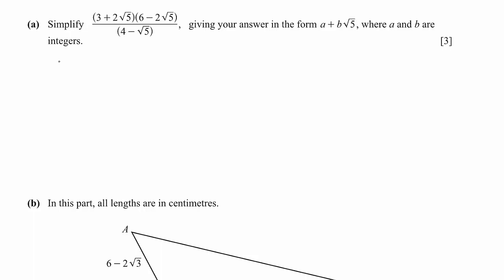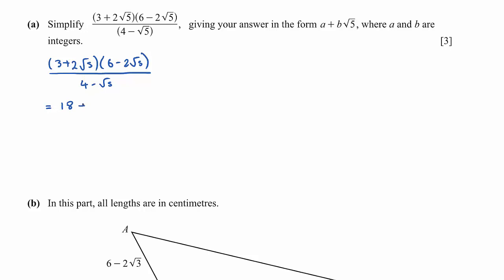Well, there's a fair bit to do here really. So let's see what we can do with the top to start with. So 6 take away 2 root 5 there, and I've got 4 take away root 5. To get rid of that on the bottom, there's a fair chance that I'll have to multiply by 4 plus root 5 top and bottom, but I'm going to see what the top comes out to first before I do that. So let's expand, and we're going to get 18.